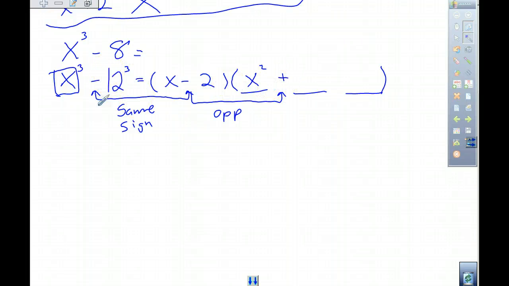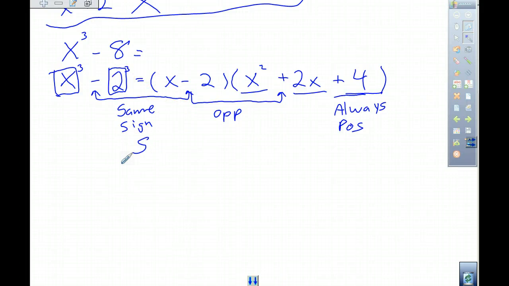Then we multiply these 2 together, without the cubes, just multiply them together. We have x times 2. And lastly, just like the front one, we square the last part. So we get 4. Is it positive or negative? This is actually always positive, because we're squaring whatever this is. So it's always going to come out to be positive. So we have the same, opposite, and always positive.